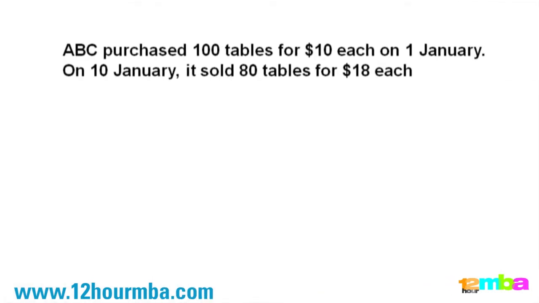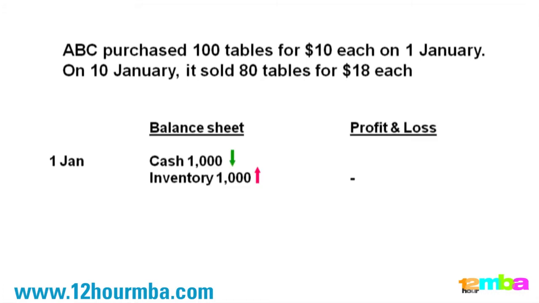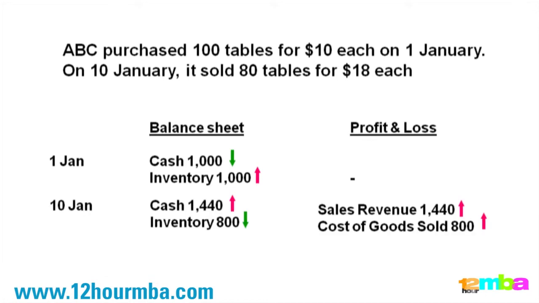So if you look at the slides, we've got a little example there where a company purchased 100 tables for $10 each on the 1st of January, then they sold 80 tables for $18 each on the 10th of January. Now, on the 1st of January, you can see that the accounting transaction doesn't affect the income statement or the profit and loss statement at all. In actual fact, on that date, your cash goes down by $1,000, the 100 times 10, but your other asset, being inventory, goes up. There is no expense on that date of the 1st of January. The expense is on the 10th of January when you sell the inventory.